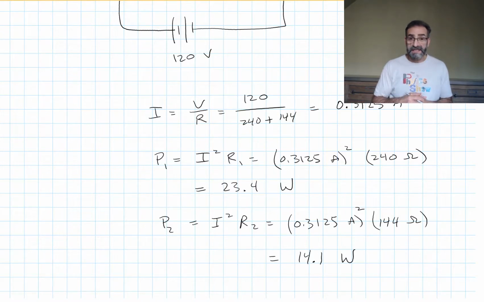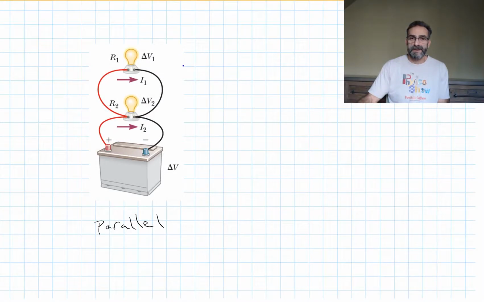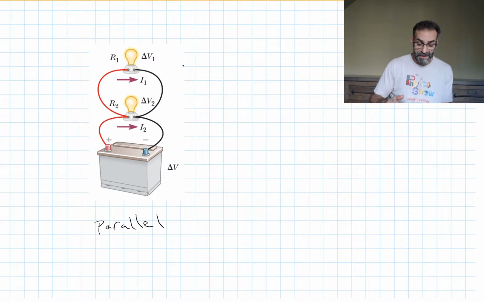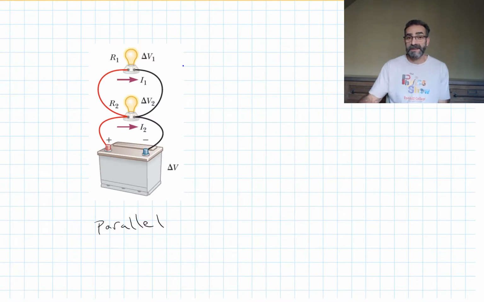That tells us that light bulb 1, the 60-watt light bulb, would be brighter than the 100-watt light bulb if it's hooked up in series with it. If they're hooked up in parallel, and we make our battery voltage 120 volts, well then each one is seeing 120 volts. Our 60-watt bulb will dissipate 60 watts of power. Our 100-watt bulb will dissipate 100 watts of power. And the 100-watt bulb will be brighter.